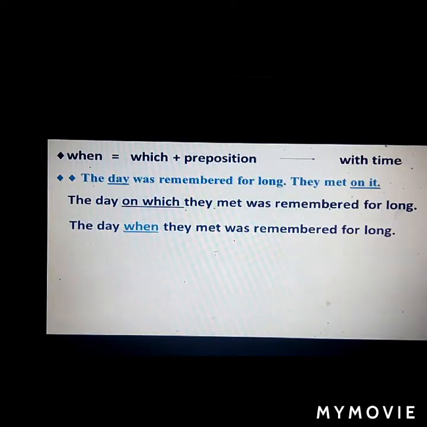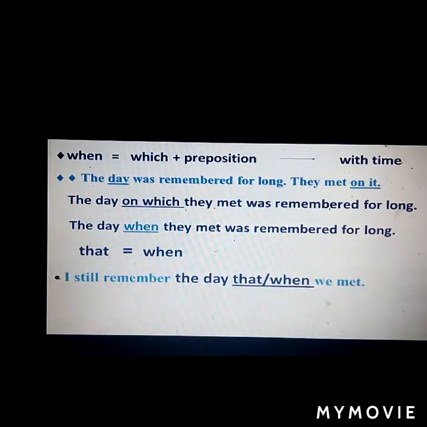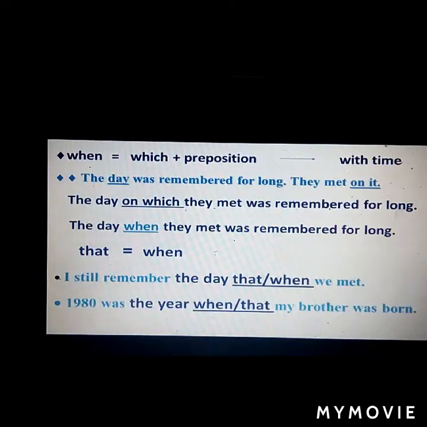That equal when. I still remember the day that or when we met. Both of them are right and correct. 1980 was the year when or that my brother was born.